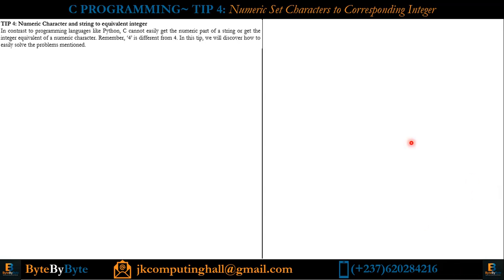In contrast to programming languages like Python, C cannot easily get the numeric part of a string or get the integer equivalent of a numeric character. Remember, when you see 4 in quotes, it means that it is a character. It's different from 4, which is the integer.